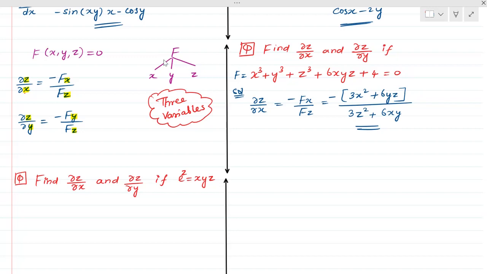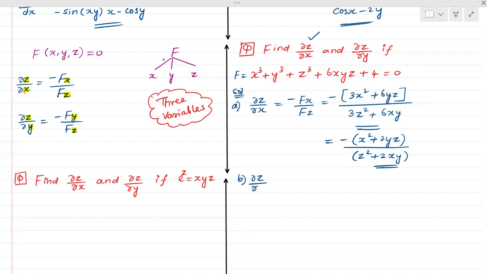Or you can simplify. Taking 3 as a common factor and canceling in the numerator and denominator, the simplified answer is minus x square plus 2yz over z square plus 2xy. That's it. This is the first one. Done. Now what about the second one?